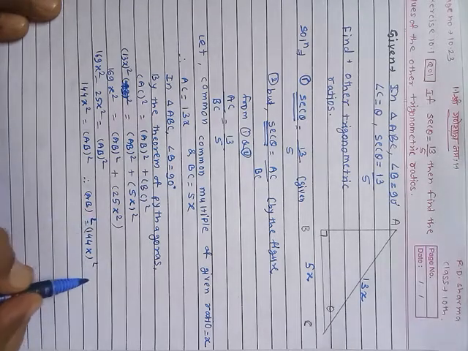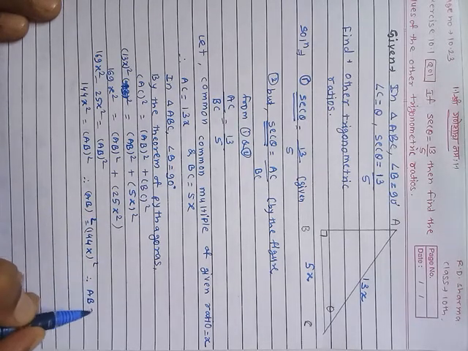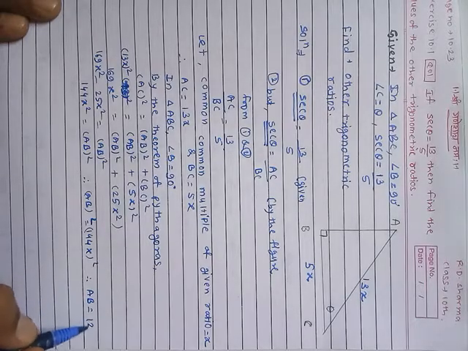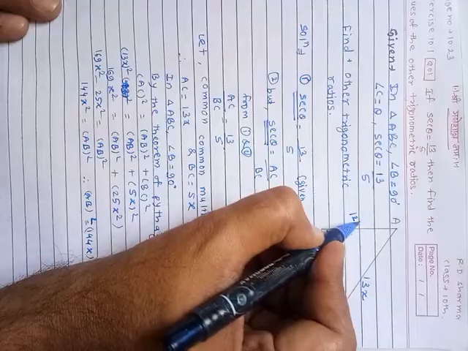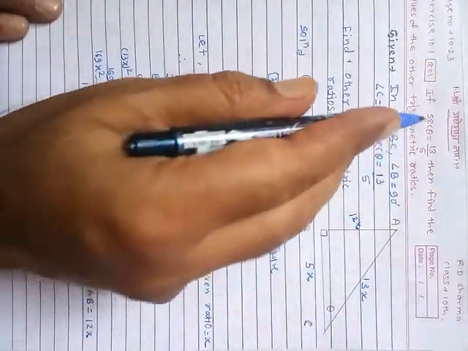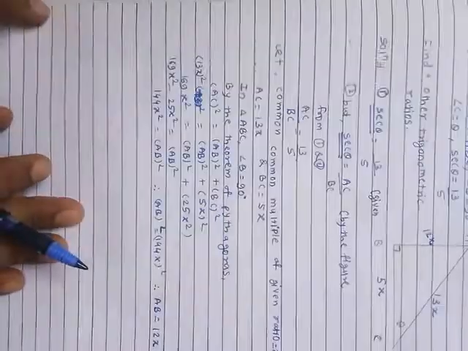So AB equals, taking the square root of both sides, 12x. Then put this 12x in the figure: AB equals 12x. Here we know sec theta. Other than sec theta, find all the values.